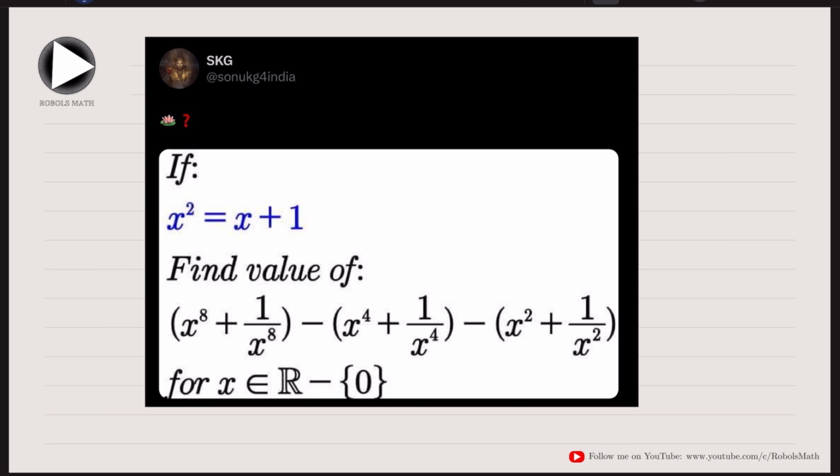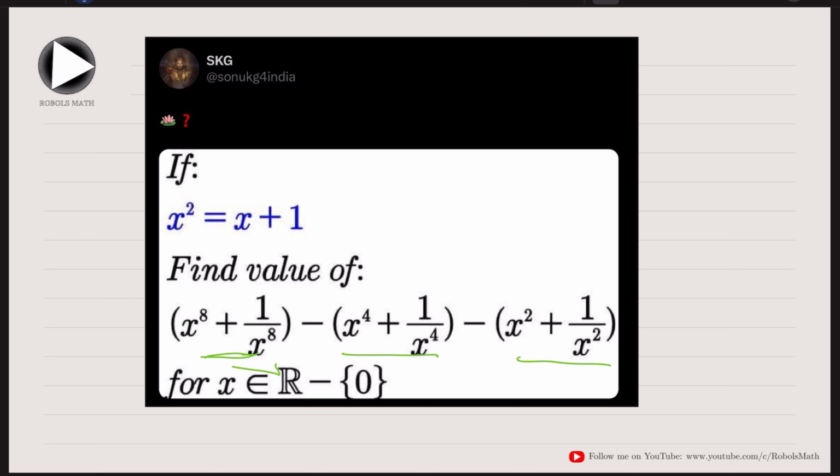Anyway, I saw this problem on social media and I think it's a good problem for those who have not yet met this type of problem or are not familiar yet with how to solve it. So we're given here that x squared is equal to x plus 1, and we're looking for the value of this expression here. So it's basically a sum of several powers of x and 1 over x.